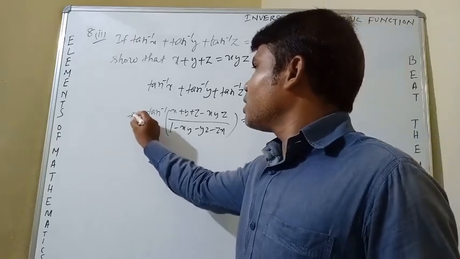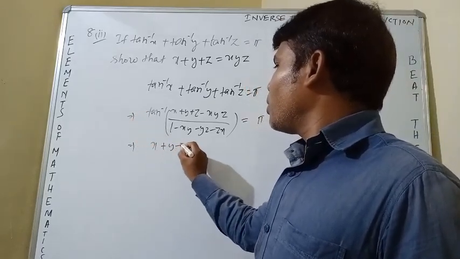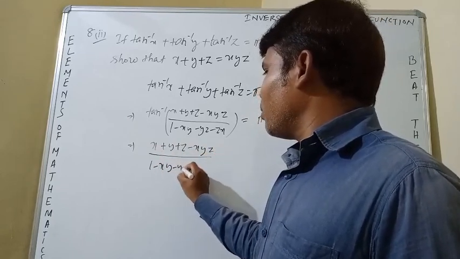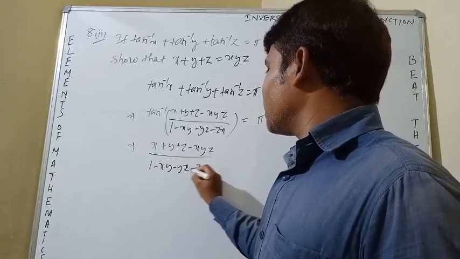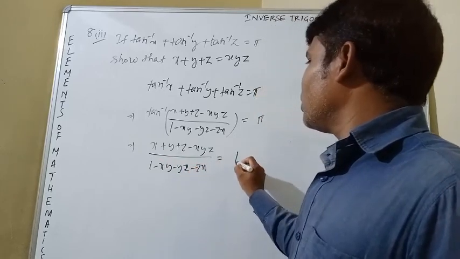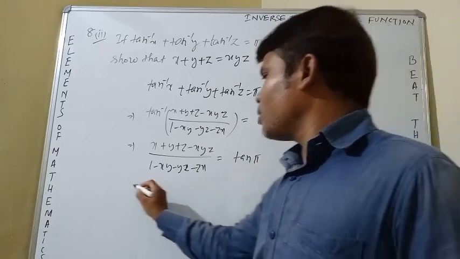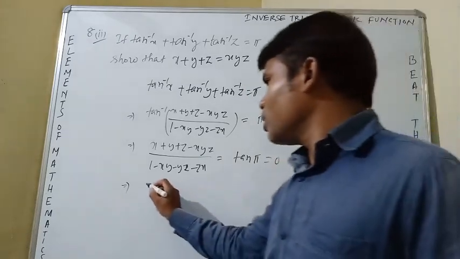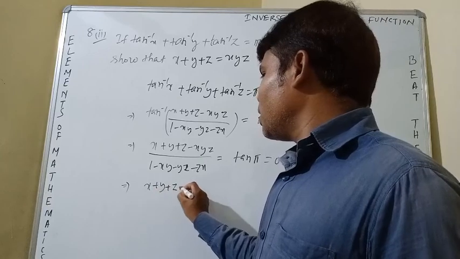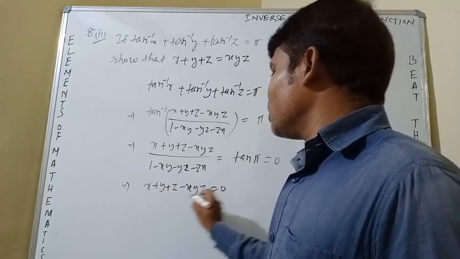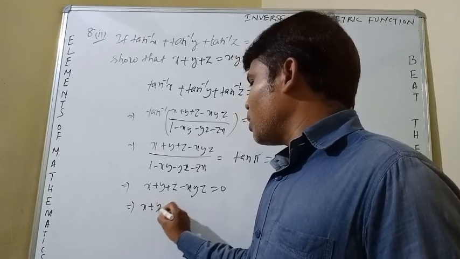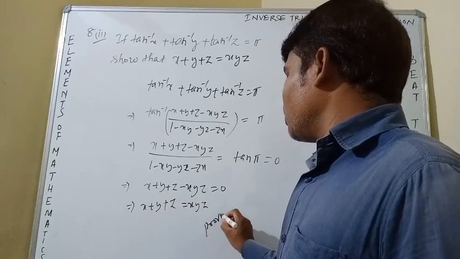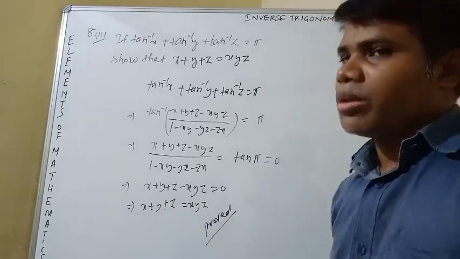That means (x plus y plus z minus xyz) by (1 minus xy minus yz minus zx) is equal to tan pi. Tan pi is equal to how much? 0. Therefore, x plus y plus z minus xyz is equal to 0, which implies x plus y plus z is equal to xyz. Now it is proved. Pause the video, note it down.